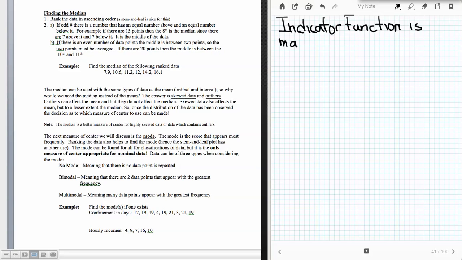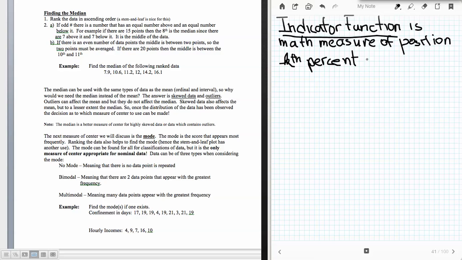So let me write that out. So this mathematical measure of position is going to tell us about where in the ordered data we would find a certain percentile. So we're going to talk about the kth percentile when we do this. Now it's important that we understand what a percentile is. A percentile is a percentage of data below a given position.